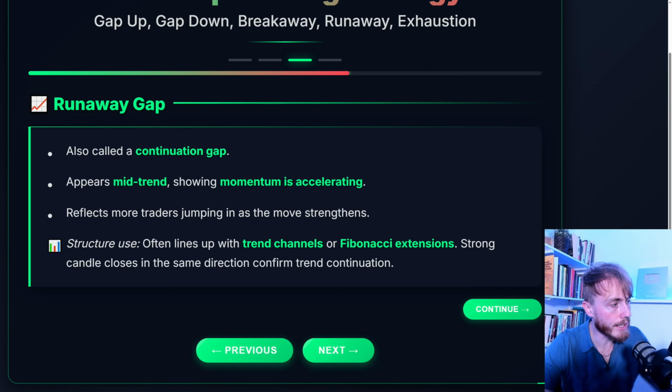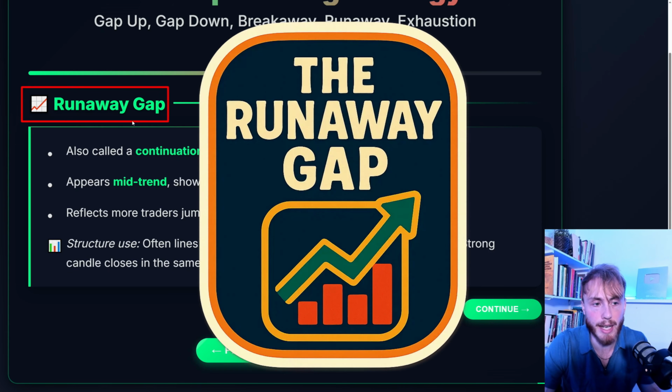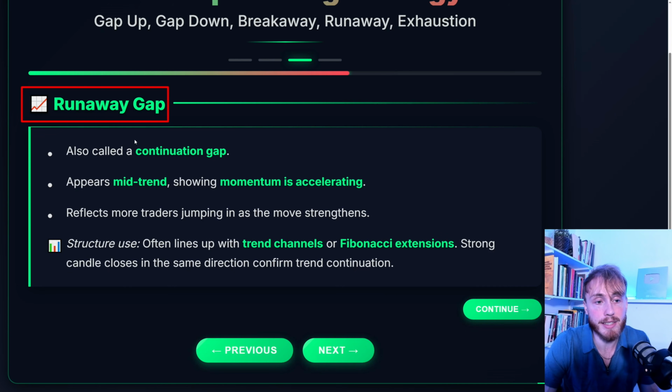But right, so the next gap, which is yet another very important gap, is the runaway gap. Another name for this gap is a continuation gap. Why? Well, because this is a gap that happens within a trend. So as you can see right here, it appears mid-trend and it shows that momentum is accelerating.